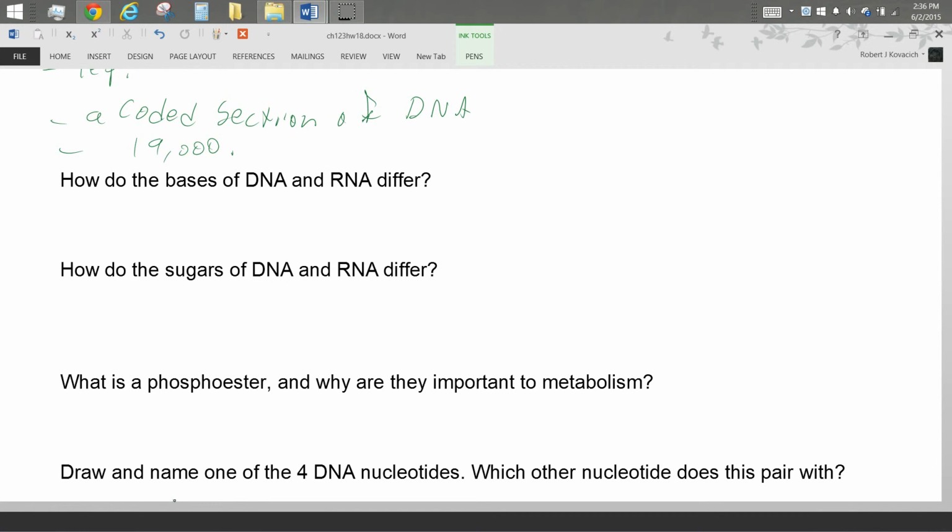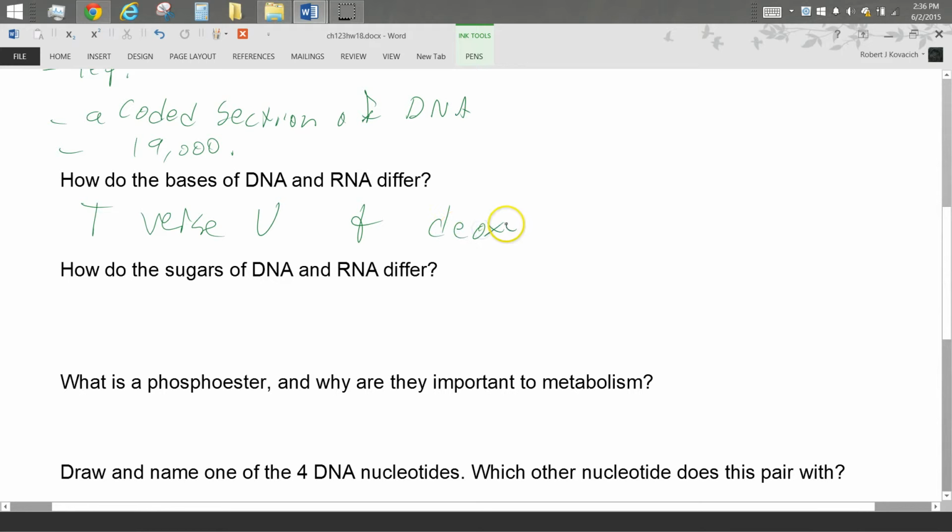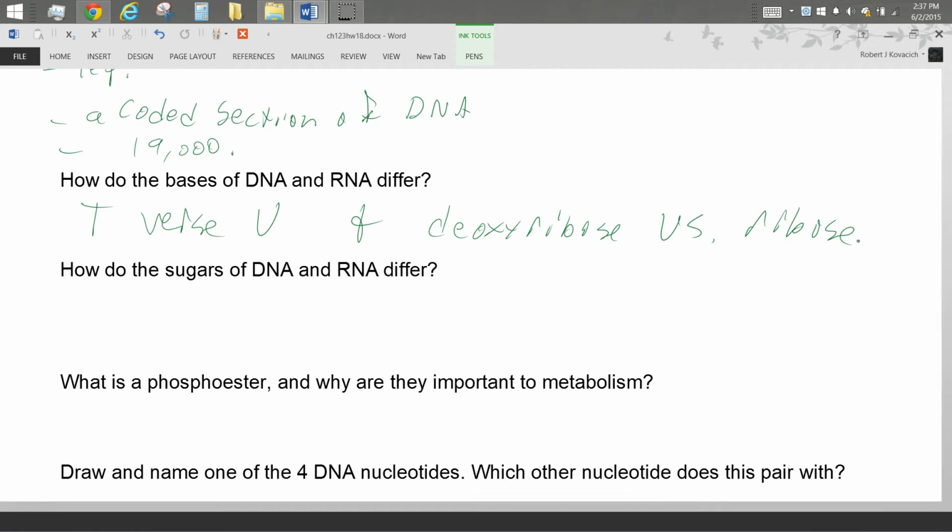How do the DNA and RNA bases differ? DNA has thymine and RNA has uracil. Yep. So there's a T versus a U, and deoxyribose versus ribose. So the sugar is missing an oxygen on carbon number 2. Okay, there's the answer to this one.